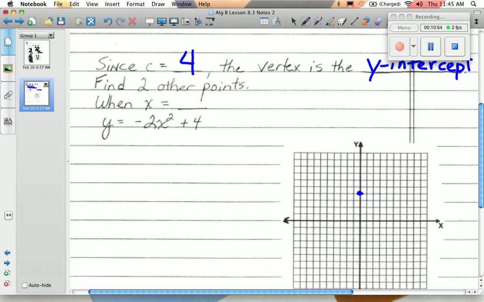Then say, I'd rather work with positive numbers than negative numbers, so let's go with when x equals 1. And now we do have to substitute in. There's no shortcut for this one. What do we do first? Do we take negative 2 times 1? No, you take 1 to the second power. You square the 1, which is 1. And 1 times negative 2 is negative 2.